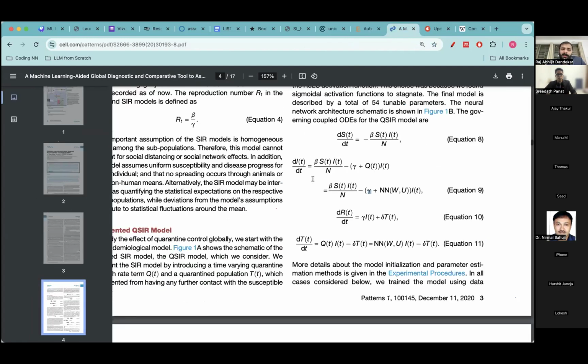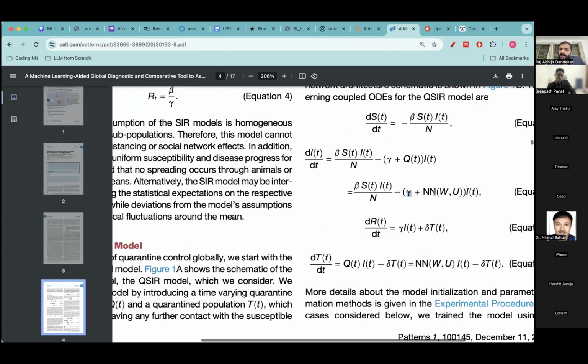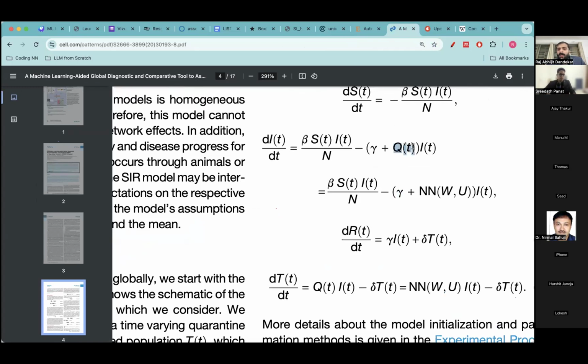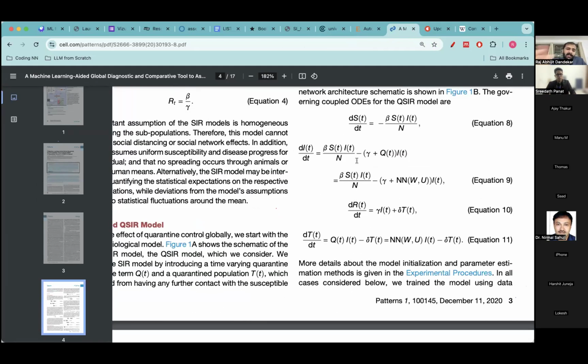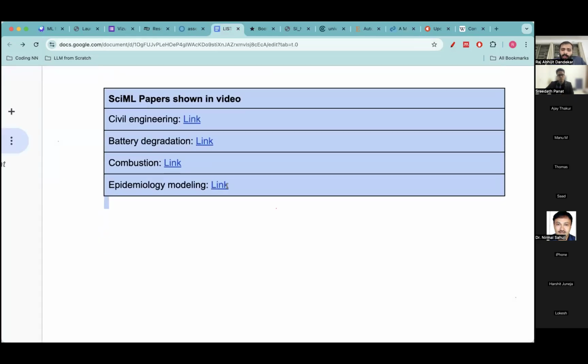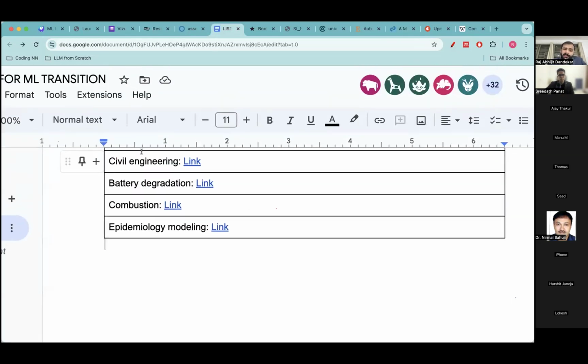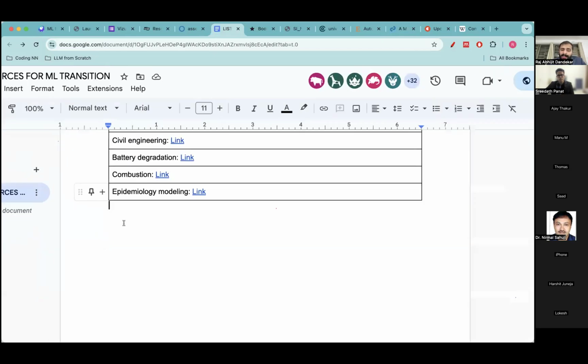And here is my paper, which I showed you right now. What I did was I introduced another term, which is the quarantine term. I replaced it with a neural network and discovered missing physics in the epidemiological ODEs. So what you have learned right now is the kind of projects, and in fact, this document has the list of projects which can give you enough inspiration, whichever field you belong to.